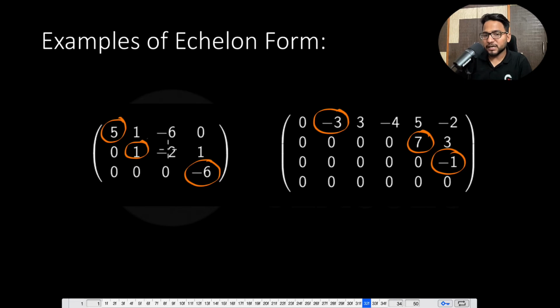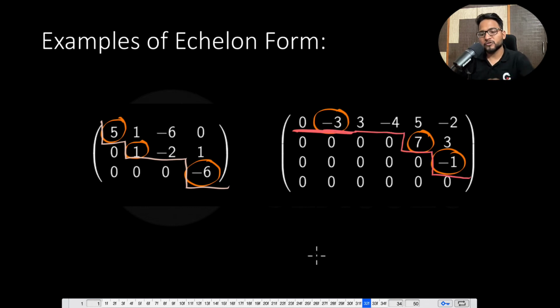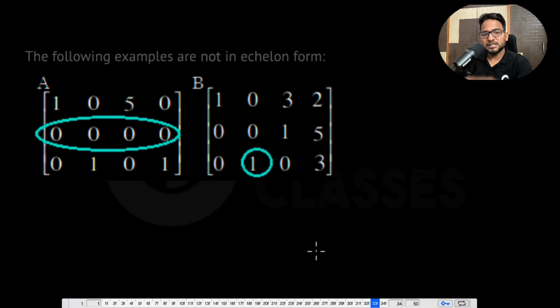Okay, once you circle out the leading entry, you can just check whether it is forming stairs or not. Since it is forming stairs, you will say that it is in echelon form. See, this is the stairs, right? This is the stairs. I will tell you where it is not a stair. Don't worry. Just see here.